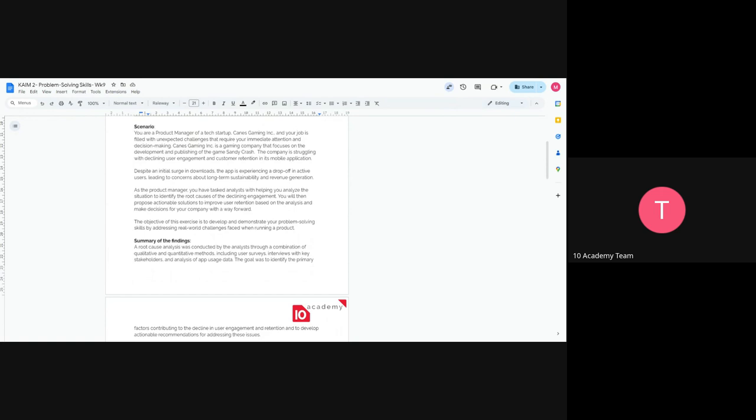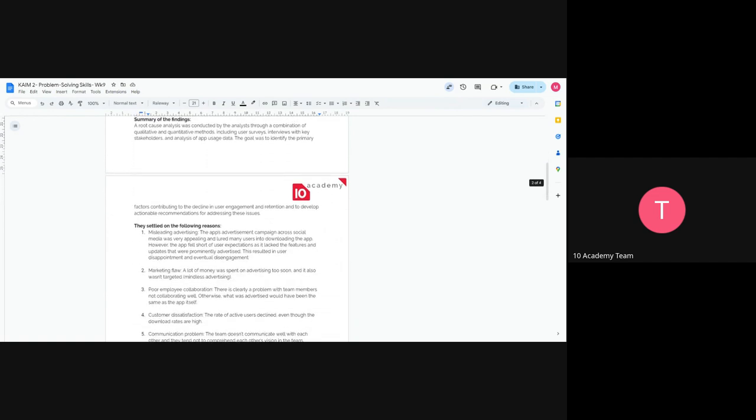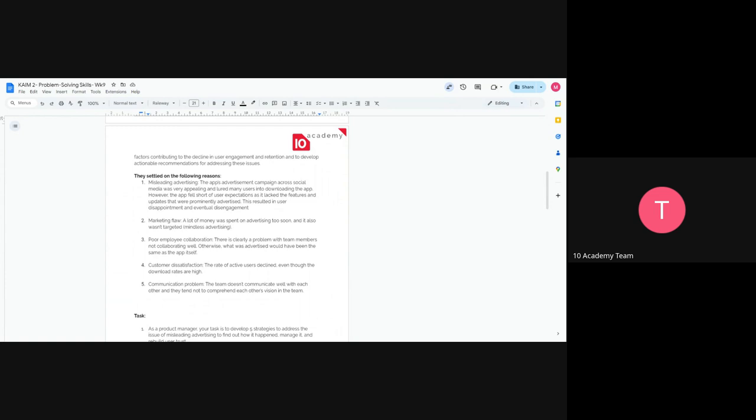So they've identified the problem, the root cause of the problem, and they found the following reasons. So there could be misleading advertising. So you've really done a lot of marketing for a product that's not even ready yet. So have you wasted a lot of money there instead of using those funds to build a proper app? Because yeah, to build a proper app so you can retain your customers.